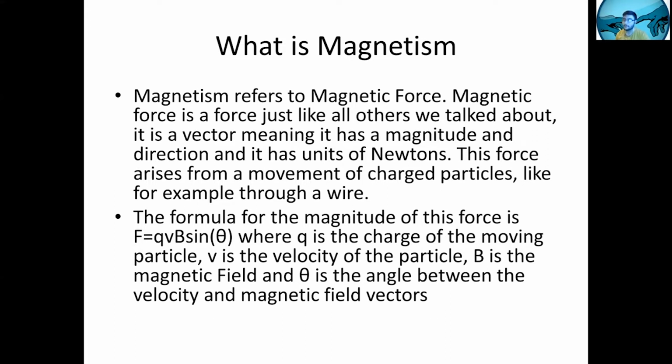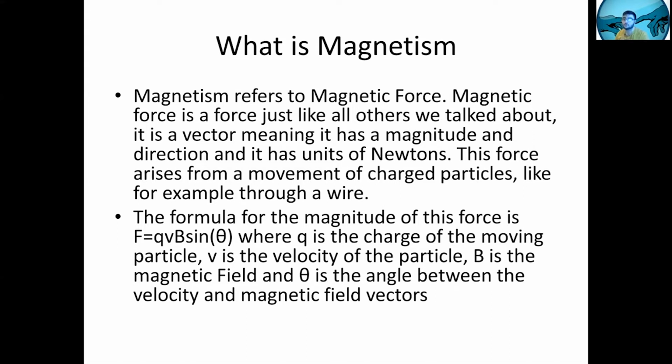The formula for the magnitude of this force is F = qvB sin θ, where F is the force, the magnitude of the magnetic force. q is the charge of the moving particle. v is the velocity of the moving particle. B is the magnetic field, which we'll talk about in a bit. And θ is the angle between the velocity and the magnetic field vectors.